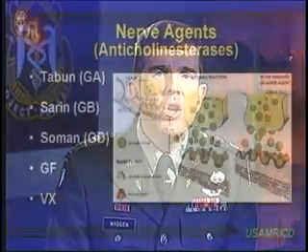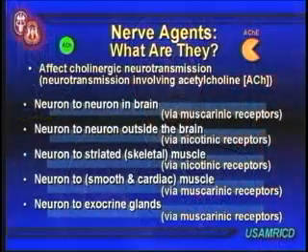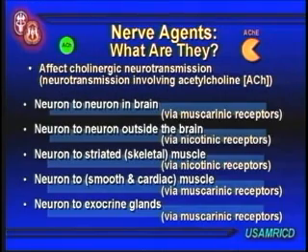Nerve agents. Nerve agents are essentially pesticides against people. They're chemically related to some of the pesticides in common use, but they're extremely potent. They poison a very important enzyme that turns off nerve transmission. Transmission between a nerve and another nerve, between a nerve and a skeletal muscle, between a nerve and a smooth muscle, or between a nerve and a gland.